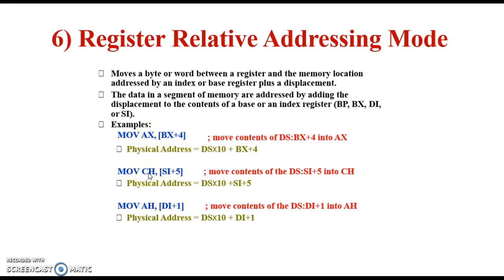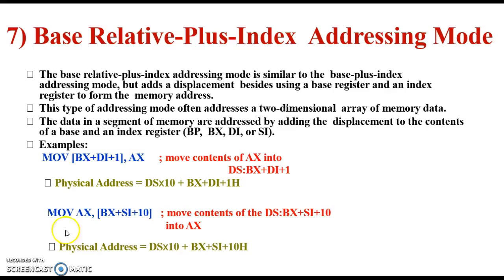The next example is move CH comma in bracket SI plus 5. And one more example, move AH comma in bracket DI plus 1. It moves the content of DS colon DI plus 1 into the register AH. The next addressing mode is base relative plus index addressing mode.